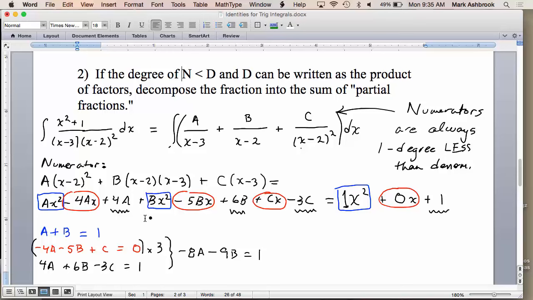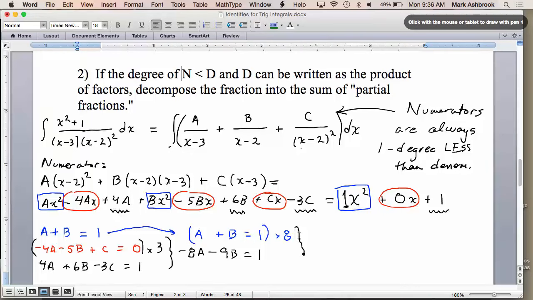Now I'm going to combine that with my original equation, a plus b equals 1. Again, you can do it however you want. I can multiply the top one by 8, and that will eliminate a when I add them. So we get 8b minus 9b, which is minus b equals 8 plus 1, which is 9. So I think b is negative 9. And that's what I got before.